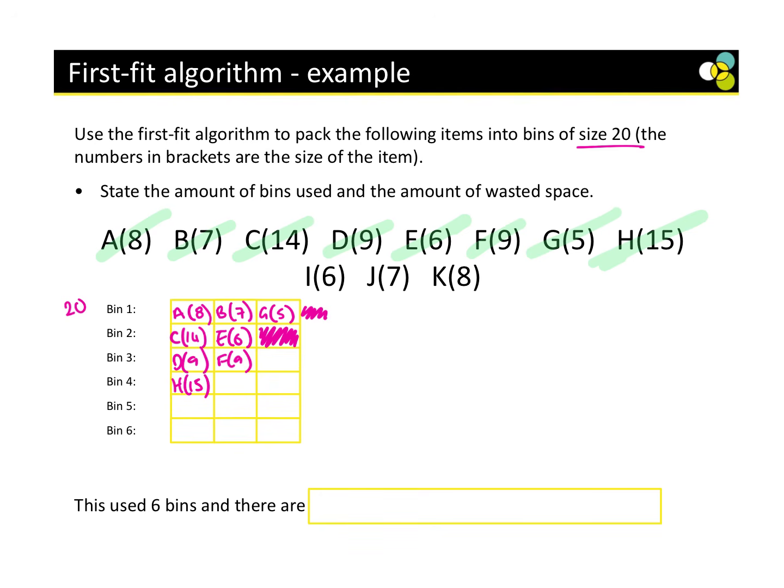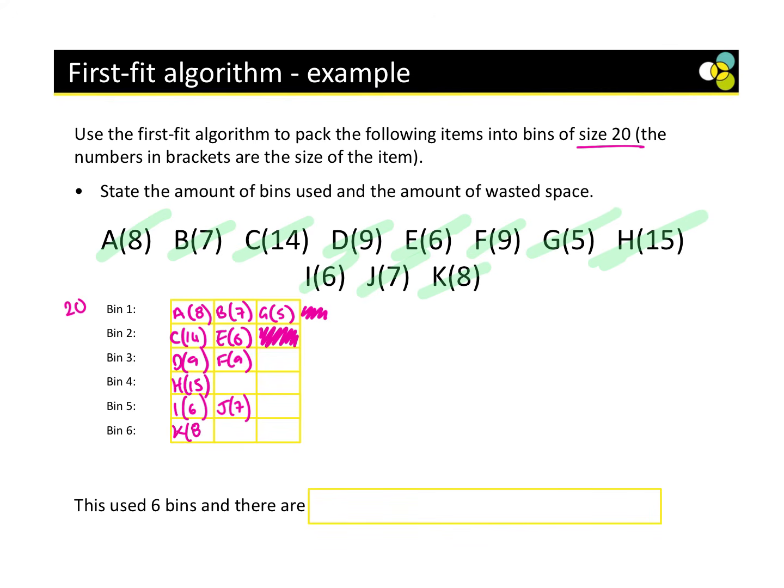Next one's flying at you, 6. It's going to have to go into a new bin because it doesn't fit in bin 3, which is at 18. Bin 4 is at 15. So I is 6. Next one is 7. Oh, God. That does fit in bin 5. J is 7. 6 plus 7 is 13. The next one comes flying at you, it's 8. Oh no, it doesn't fit in any. Going to have to do another bin. Oh, there we go. So this is K, 8.